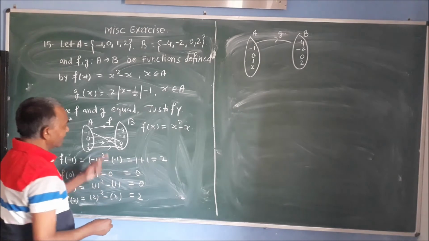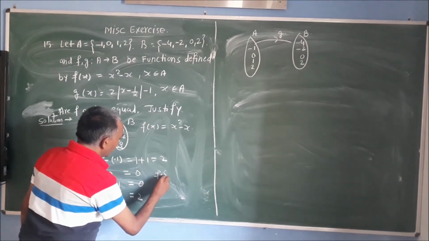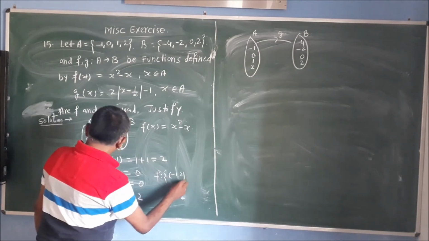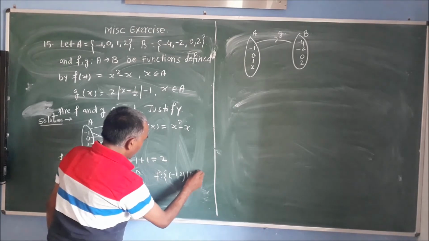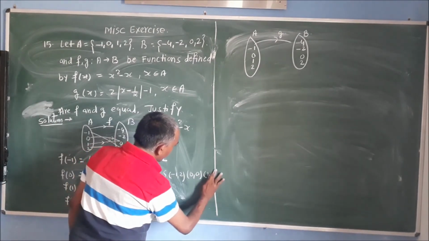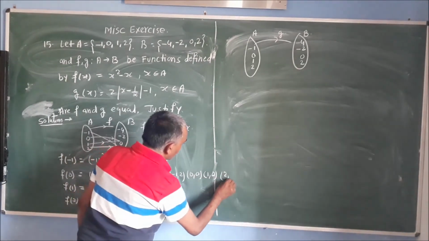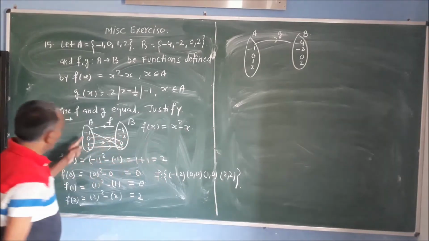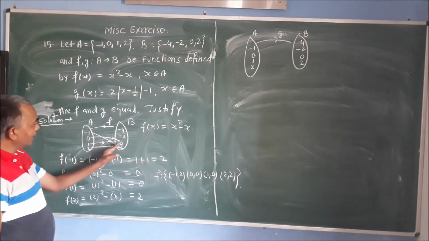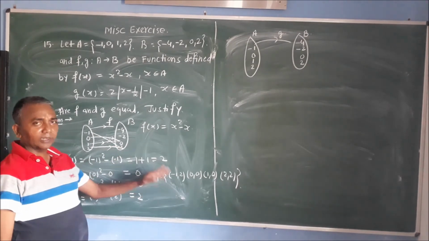So what can you say? Here the elements of function f will be: -1 is related to 2, 0 is related to 0, 1 is related to 0, and 2 is related to 2. Once again, check. These are the elements of function f.